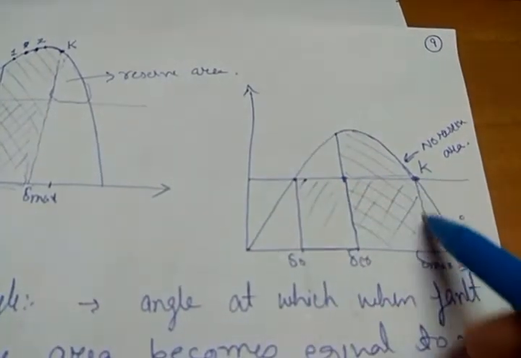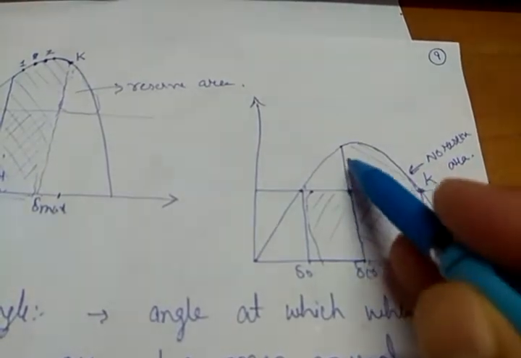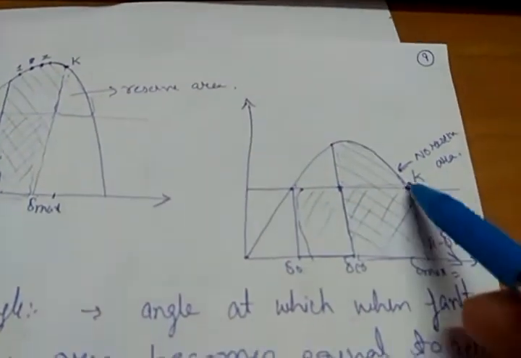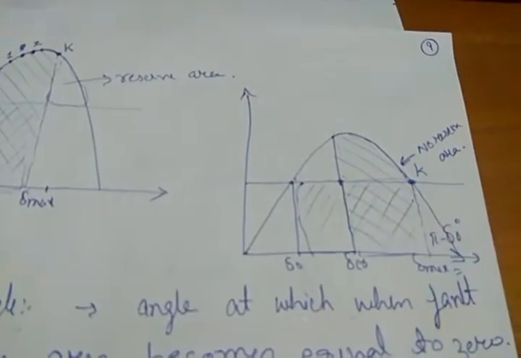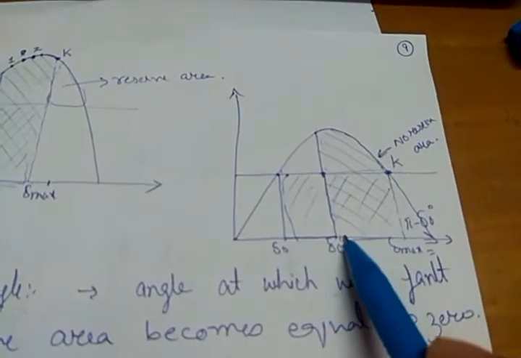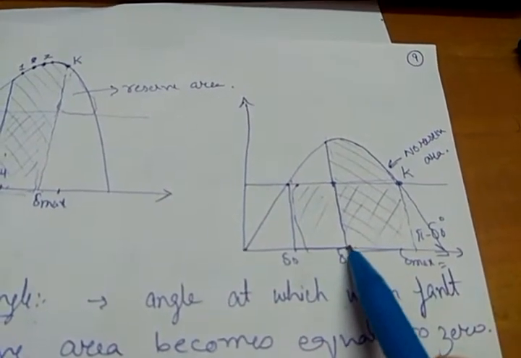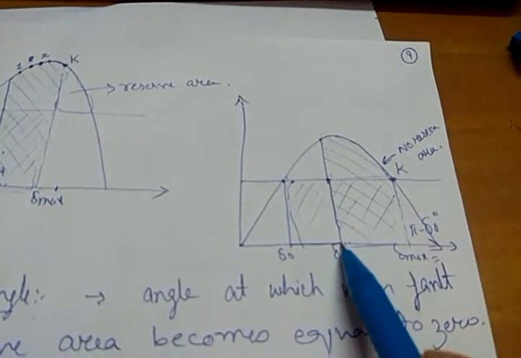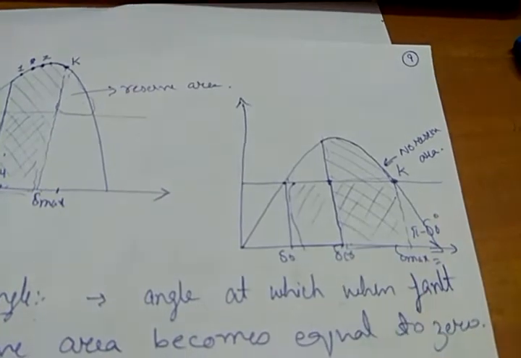Means this area and this area, these two areas become equal at point K. Okay. And at this point K, what is the reserve area? Reserve area is 0. Buffer area is 0. I don't have any reserve area. If I delay this critical clearing angle further, because it is the maximum value of angle, if the fault is not cleared before this critical clearing angle, then the system will lose synchronism.